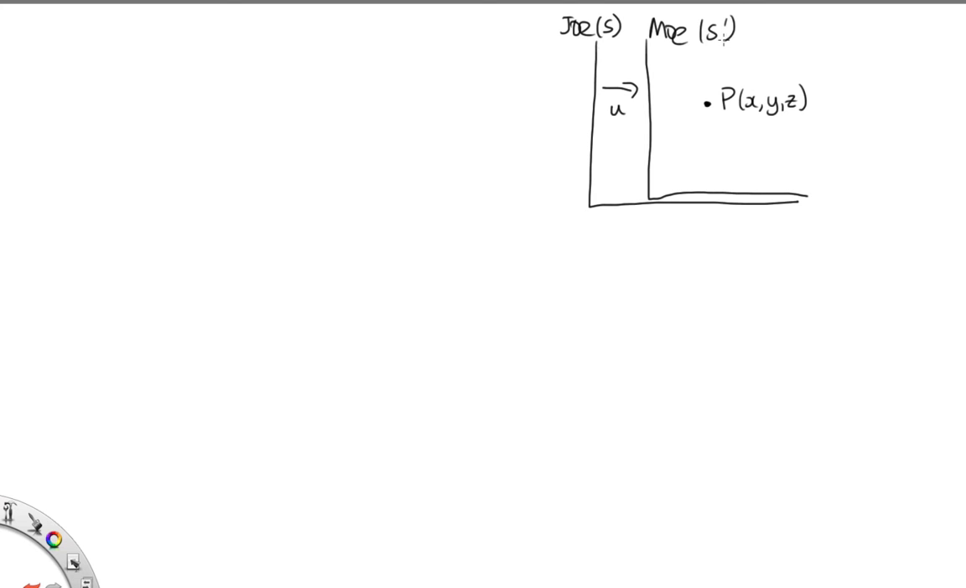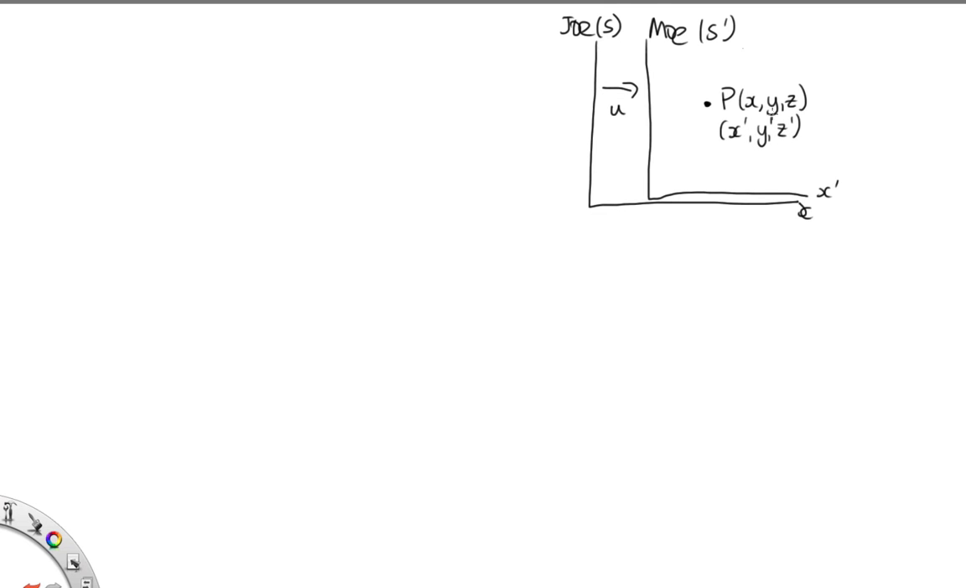Imagine that we have Joe here in reference frame S. A point P in this reference frame is given by x, y, z, has an x coordinate, a y coordinate and a z coordinate. Now imagine that Mo is moving relative to Joe. This is Mo's reference frame. It's called reference frame S prime, and it is moving along the x-axis of Joe's reference frame with a speed u. So point P in Mo's reference frame has coordinates x dash, y dash, and z dash.